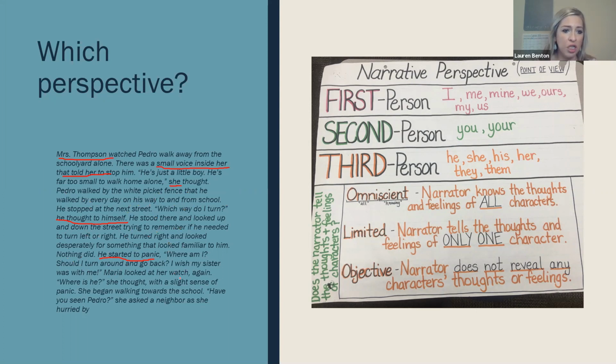Maria looked at her watch again. Where is he? She thought. With a slight sense of panic, she began walking towards the school. Have you seen Pedro? She asked a neighbor as she hurried by.